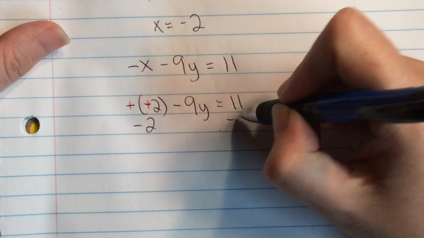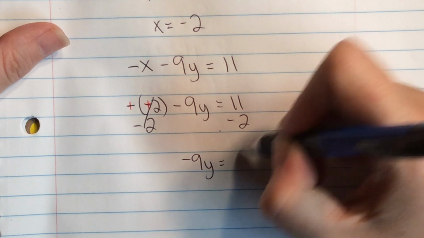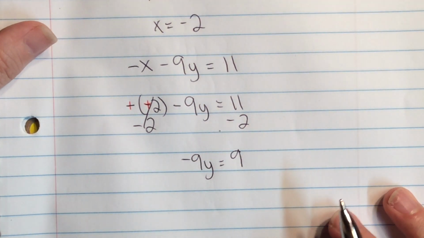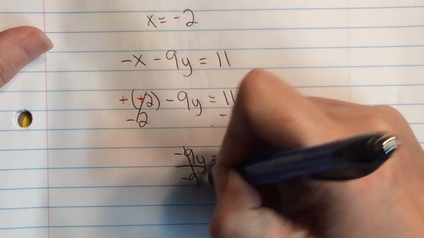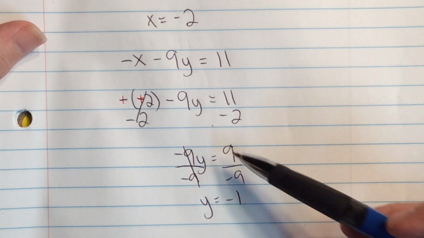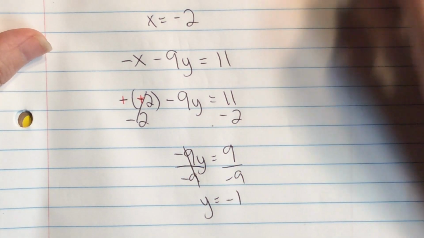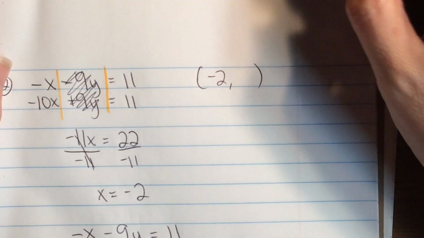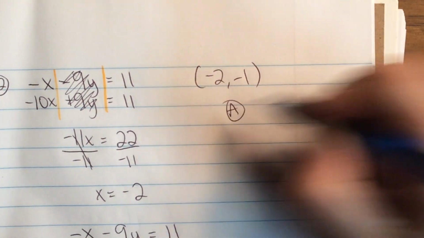I'm going to subtract 2 from both sides, and I get that negative 9y equals 9. Divide by negative 9, and I get negative 1. 9 divided by negative 9 is negative 1. So my coordinate point is negative 2, negative 1, which is A.